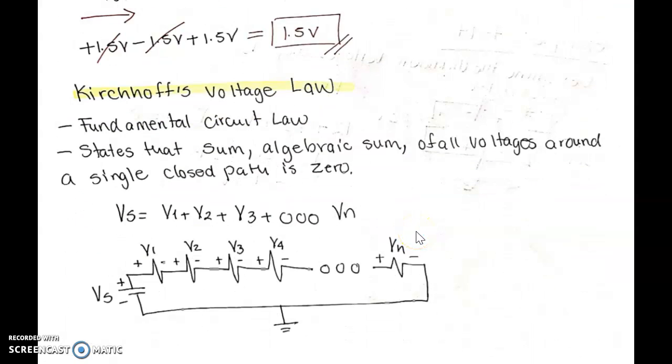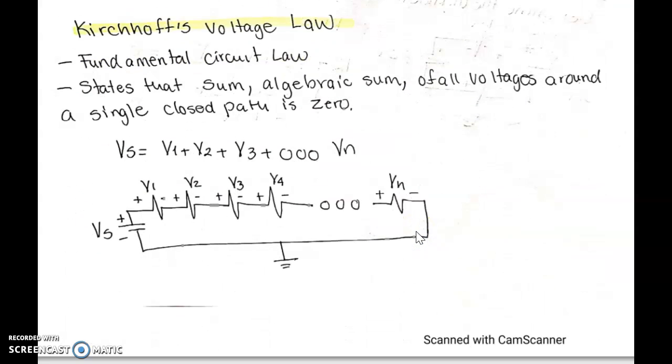We are going to continue with chapter 4 and Kirchhoff's voltage law, better known as KVL. It's a fundamental circuit law. It states that the algebraic sum of all voltages around a single closed path is 0.